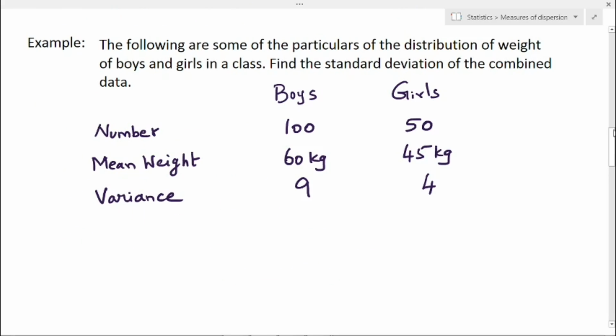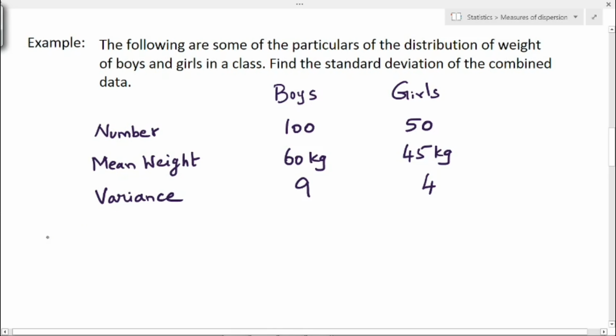In this example, the following are some of the particulars of the distribution of weight of boys and girls in a class. Find the standard deviation of the combined data. Here the number of boys is given, that is 100, and the number of girls is 50. Similarly, the mean weight of boys is 60 kg and the mean weight of girls is 45 kg. So 100 boys have a mean weight of 60 and 50 girls have a mean weight of 45, and the variance values are given, that is 9 and 4.